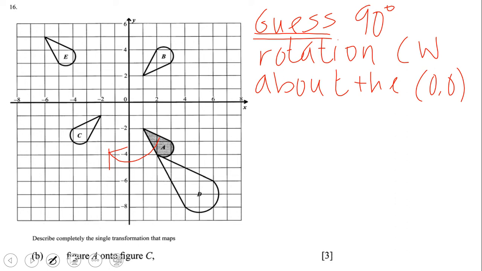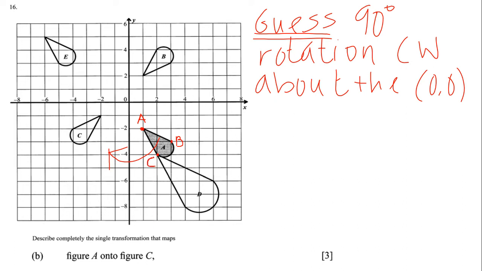I'm just concerned, I don't think it's about the origin, because it doesn't stay in the same place. But anyway, let's just say it's about the origin, and then check to see if it is. So the first thing we're going to do is label our points. We're going to label this point A, this point B, and this point C.